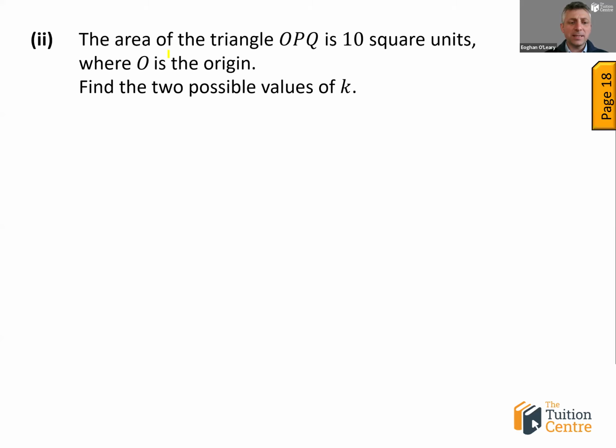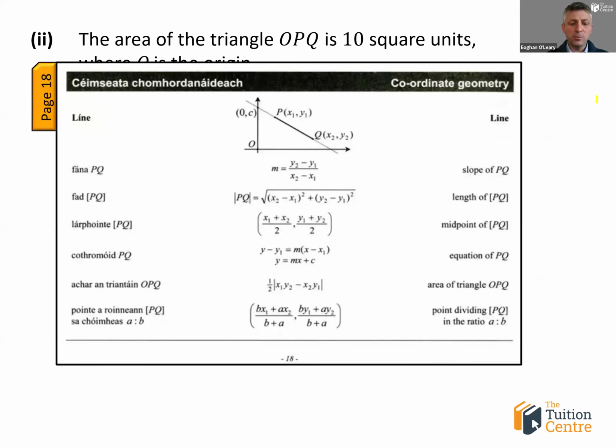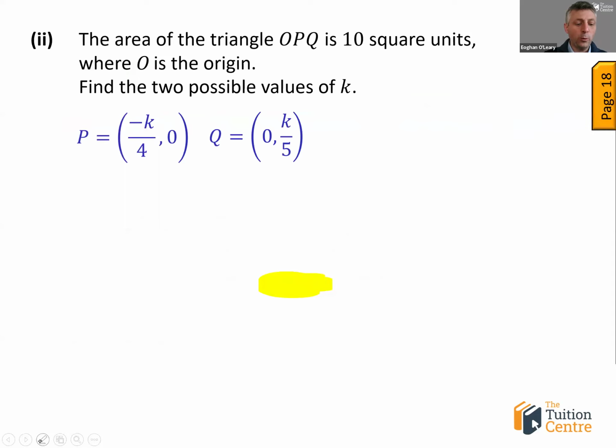On to the next part. It says the area of the triangle OPQ is 10 units squared, where O is the origin. Find two possible values for k. So we have our 2 points here. We know on page 18 we have the formula for the area of a triangle. In area and volume, we can say half the base by the height. In trigonometry, we can say a half ab sin C. And in coordinate geometry, we could say a half times the modulus of x1y2 - x2y1, where we have 1 point at the origin, as we do in this case.